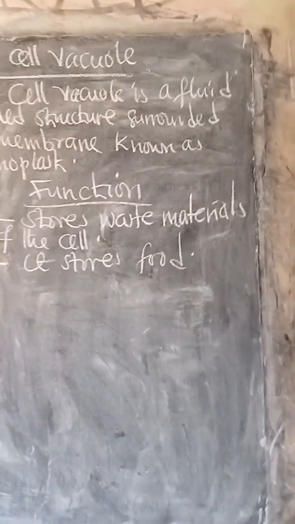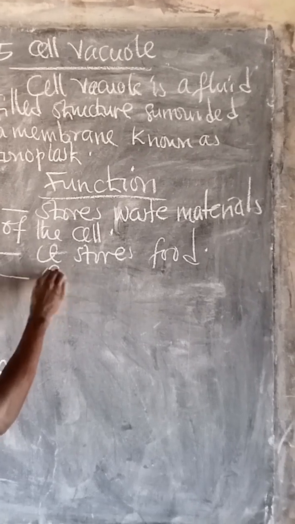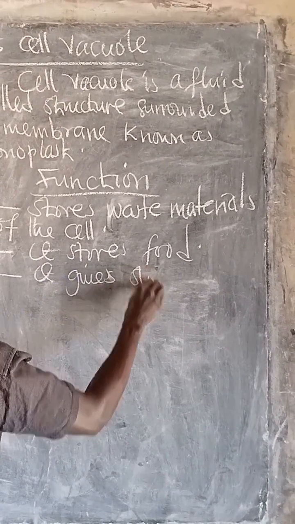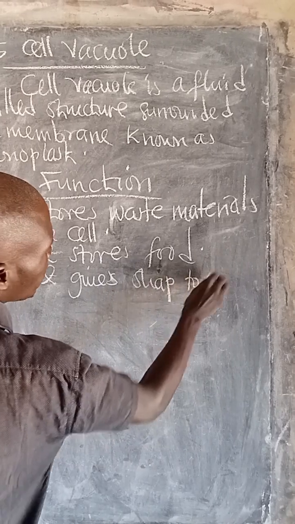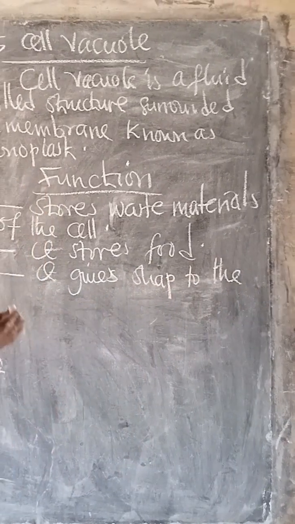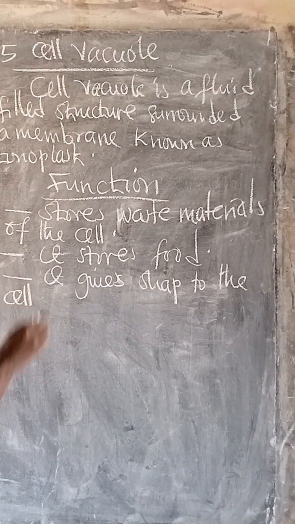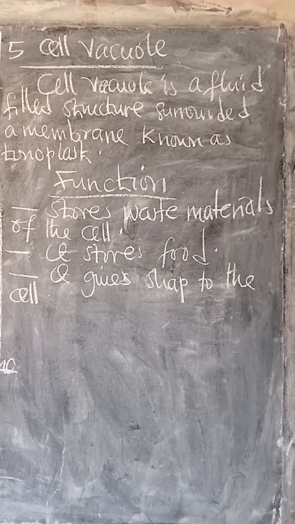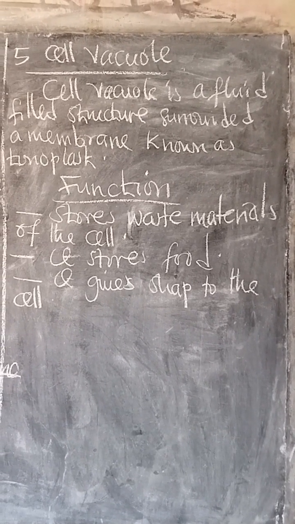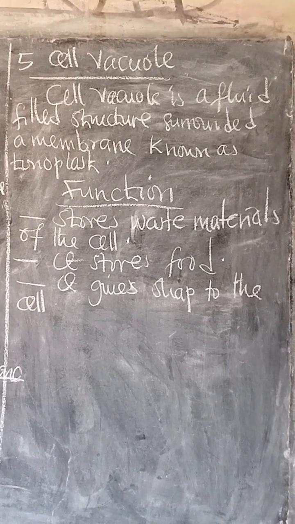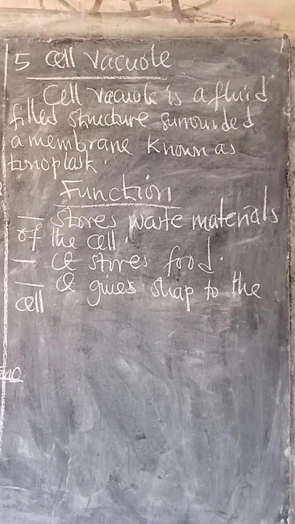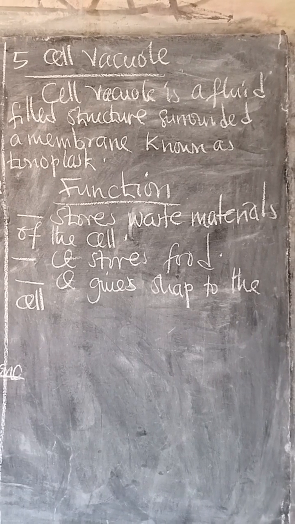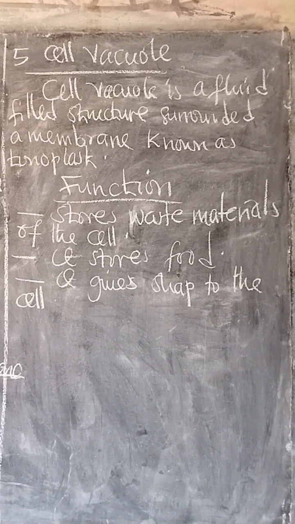Lastly, we can say the vacuole also gives shape to the cell, because when the cell vacuole takes in more water, it expands and becomes hard and rigid, which gives the shape of the plant cell, especially the large vacuole in the plant cell, which is one of the importances of the cell vacuole.